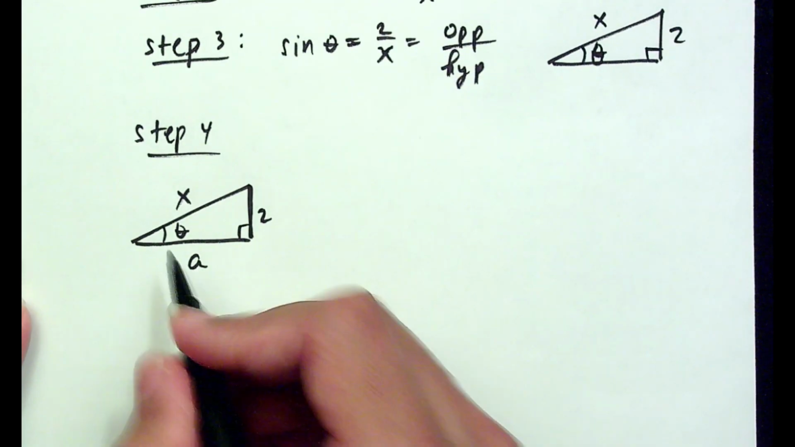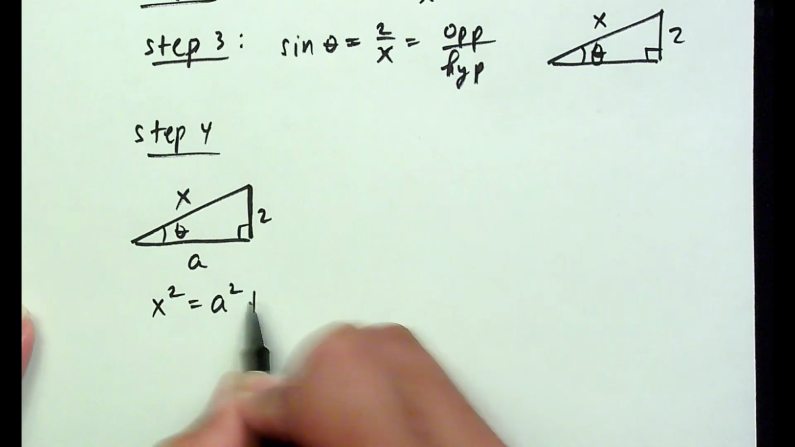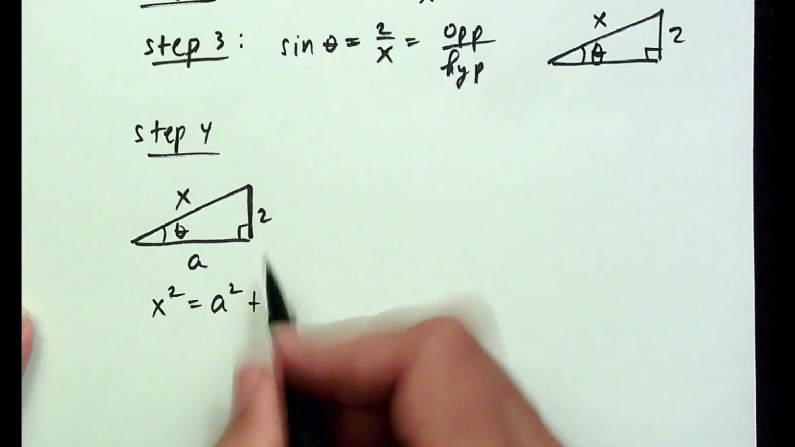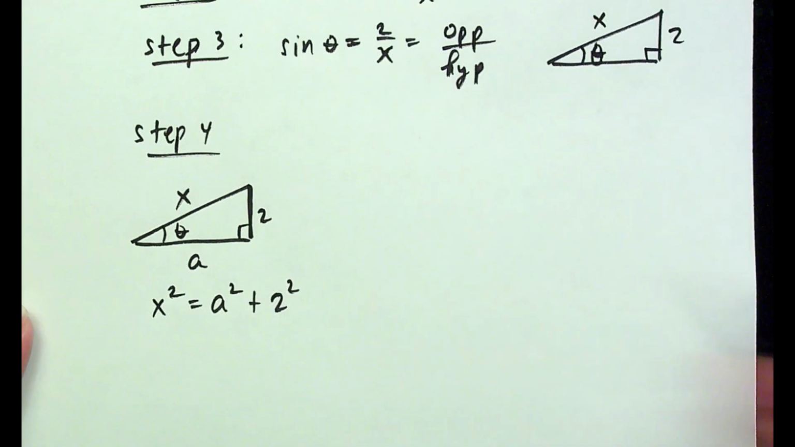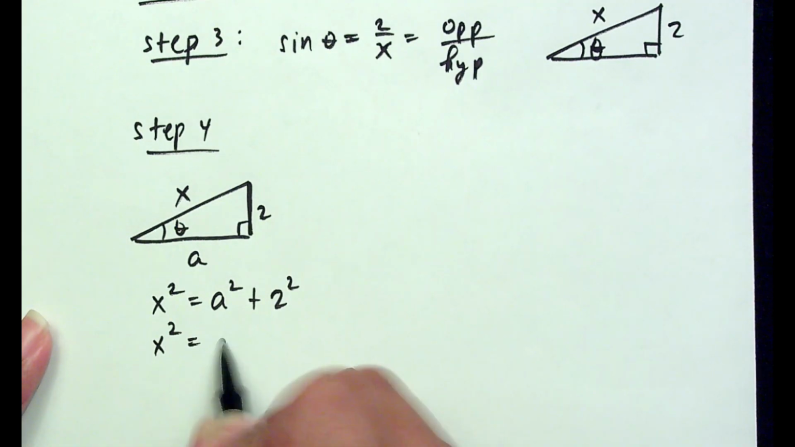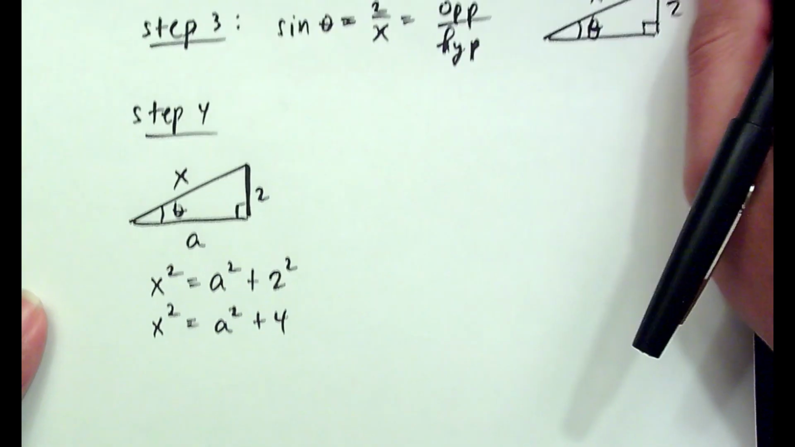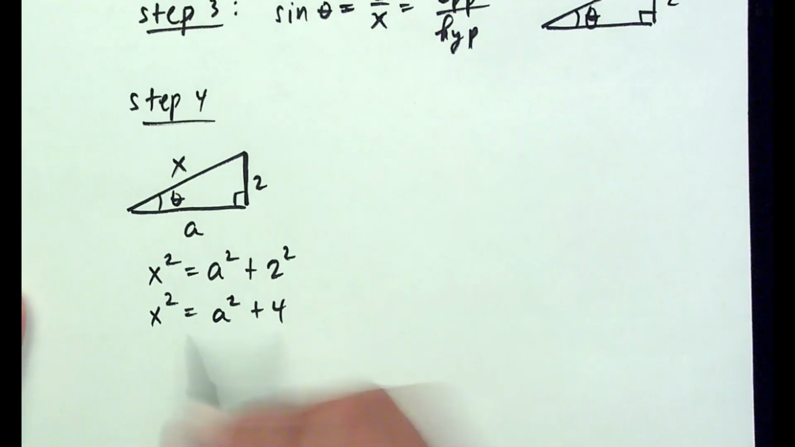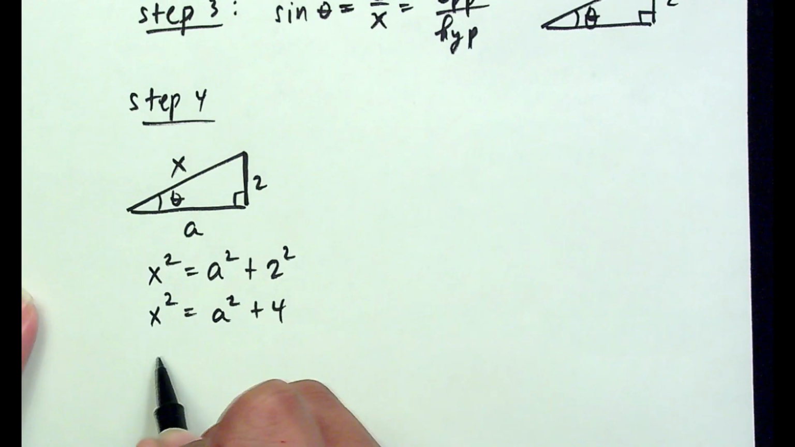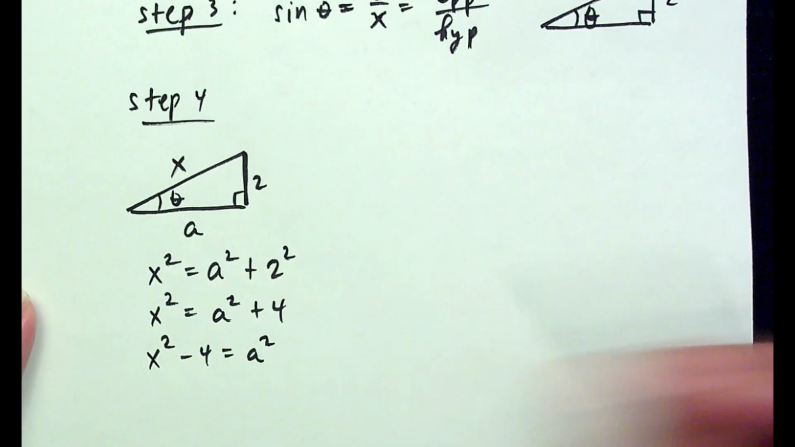Pythagoras theorem tells me the hypotenuse squared equals one leg squared plus the other leg squared. So A squared plus 2 squared. Simplifying, this is x squared equals A squared plus 4. Move the 4, so I have A all by itself. So I would have x squared minus 4 equals A squared.